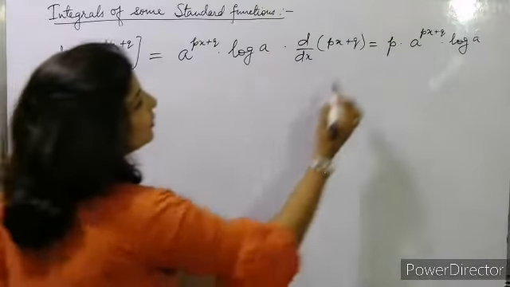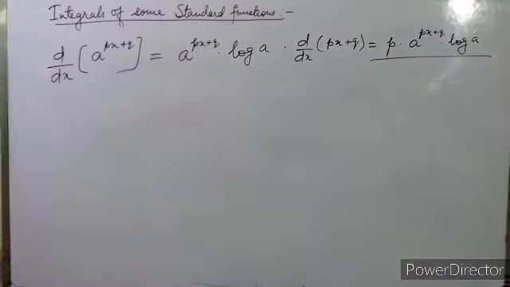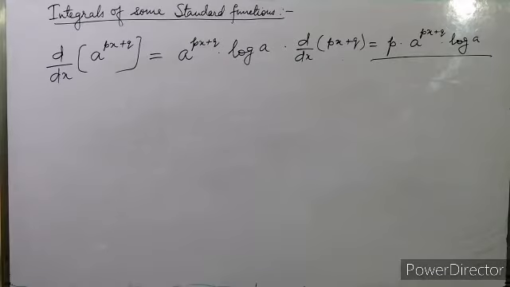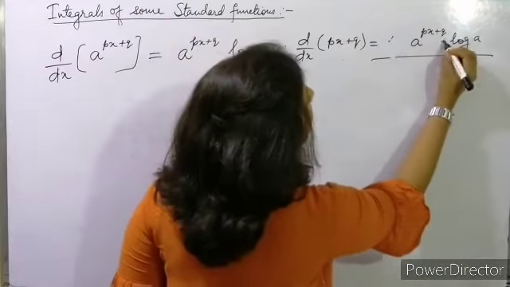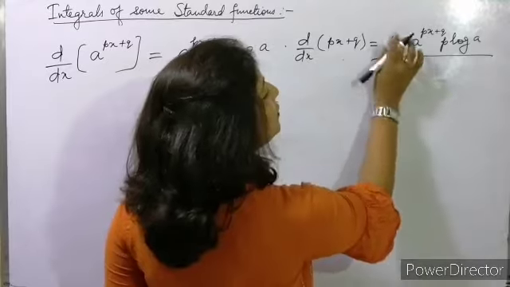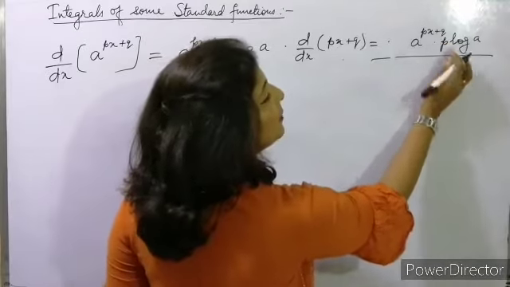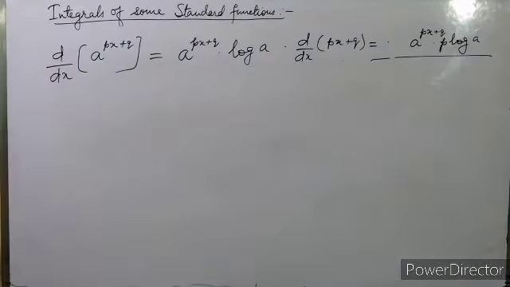Okay, so what value did we get? This value. Now we have to integrate this. We can also write it like this, p you can write here. So a to the power px plus q multiplied by p log a. Okay, so this value we are getting.